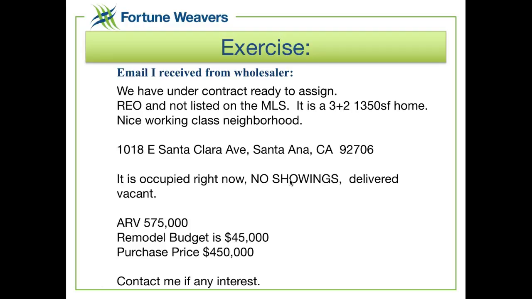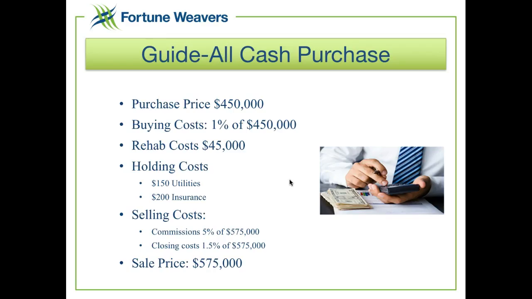When it's occupied, no showings, that just means they have it under contract. They can't let you in there to see it because it'll blow their cover. Usually that's what that means. So they came up with an ARV of $575, remodel budget $45, which for 1,350 square feet, it's doable. Might be a little low, but it's probably doable. Purchase price $450,000. Contact me if interested.